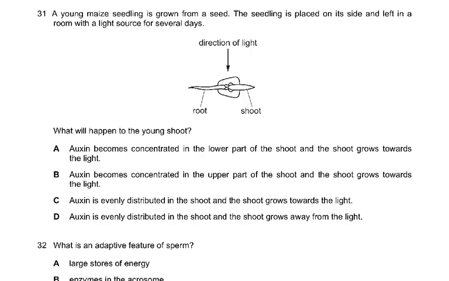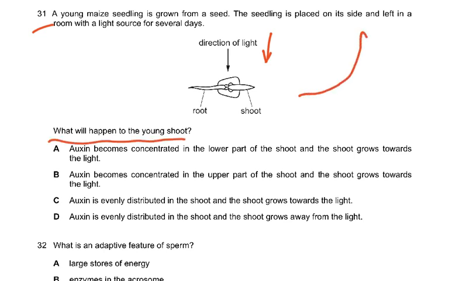Now, 31. A young maize seedling is grown from a seed. The seedling is placed on its side and left in a room with a light source for several days. So the light source is coming from the top, and the root is this side and the shoot is towards the right. What will happen to the young shoot?